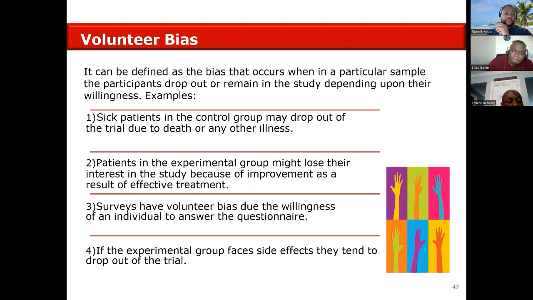Surveys have volunteer bias due to the willingness of an individual to answer the questionnaires. Of course, the fact that patients come to participate in the study, it's usually not for an immediate benefit for them, right?